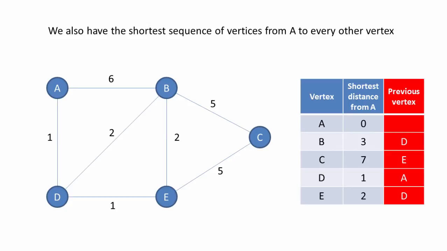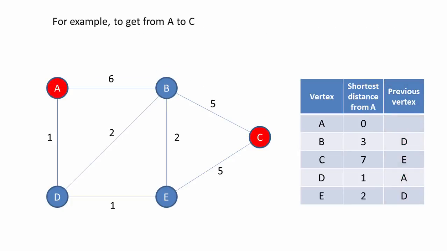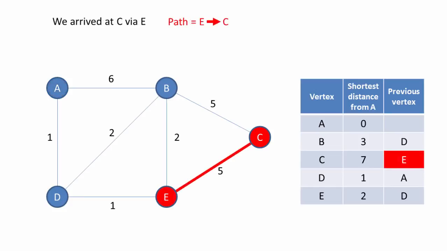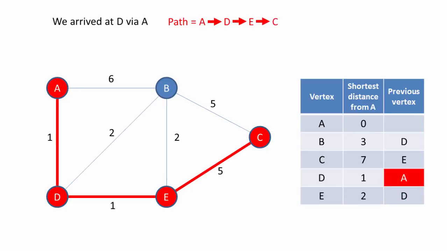We also have the shortest sequence of vertices from A to every other vertex. In other words, the shortest path. For example, to get from A to C, notice that we arrived at C via E. This is shown in the previous vertex column. When we examine the information for E, we can see that we arrived at E via D. And when we examine the information for D, we can see that we arrived at D via A. So the previous vertex column actually gives us the shortest path from A to every other vertex.